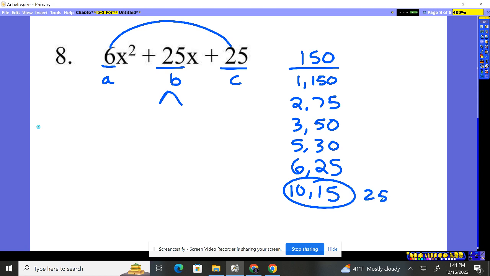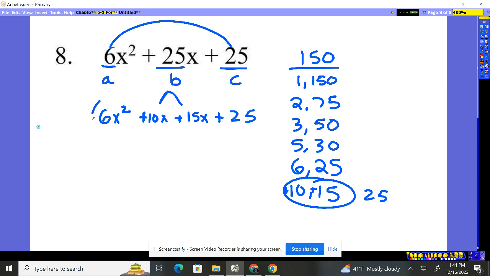Now, everybody's positive in the problem, so we do know we're dealing with a positive 10 and a positive 15. So we'll break this down into plus 10x plus 15x, or 15x plus 10x. We simply bring the 6x squared piece down. I already had put the plus earlier. And then right here, we bring the 25 down. So I've broken it into 4 pieces because I busted b into 2 separate pieces. So now we have 4 pieces.